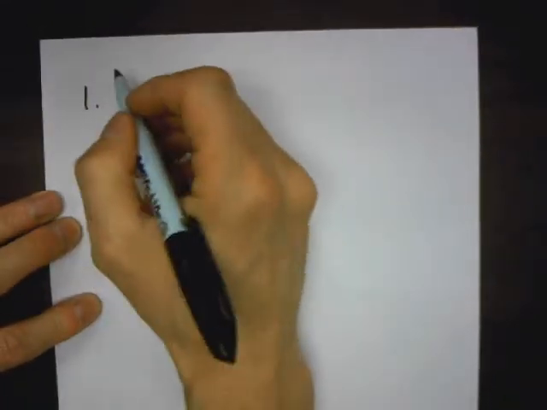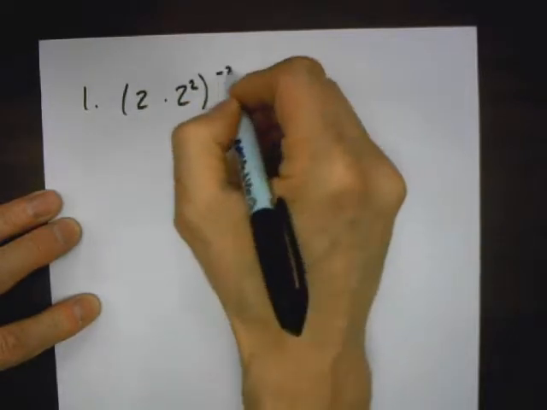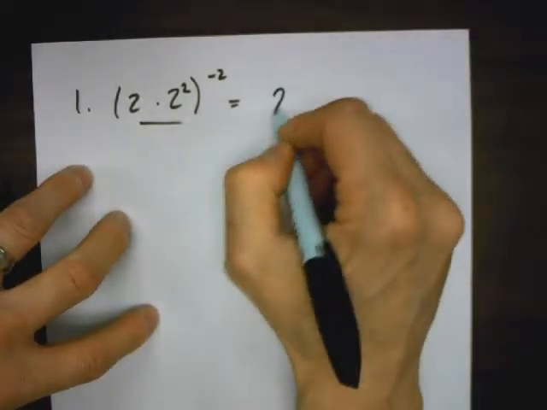All right, we're going to do study guide 23. Problem number 1. We had to decide which expression below is equivalent. So for number 1, we have the expression 2 times 2 to the second power, all to the negative second power. We have to go inside parentheses and simplify that first.